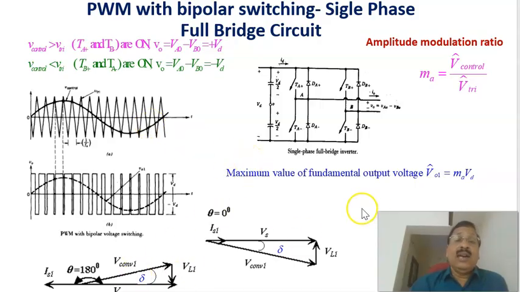Therefore, that is the way we can control the power flow between the DC source and the AC grid using the pulse width modulation technique. This is a bipolar switching method, and this is the switching algorithm that we are following, and this is the corresponding phasor diagram which I already explained.